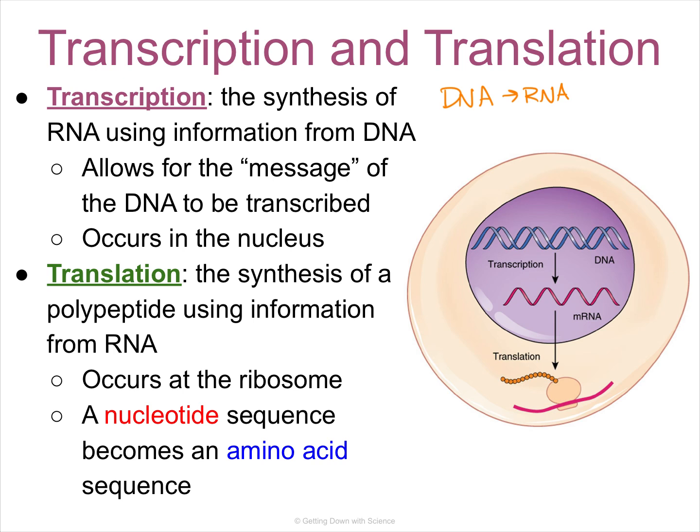Now, translation is when we take this mRNA, it leaves the nucleus, and then it's going to find a ribosome, and the process of translation will happen where it builds the protein based on the mRNA sequence. This happens at the ribosome. So transcription happens in the nucleus, and translation happens at a ribosome.